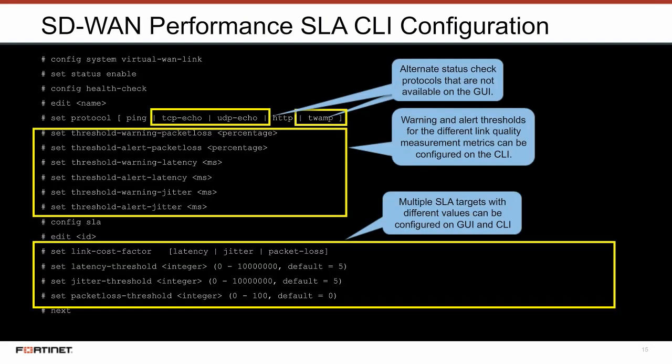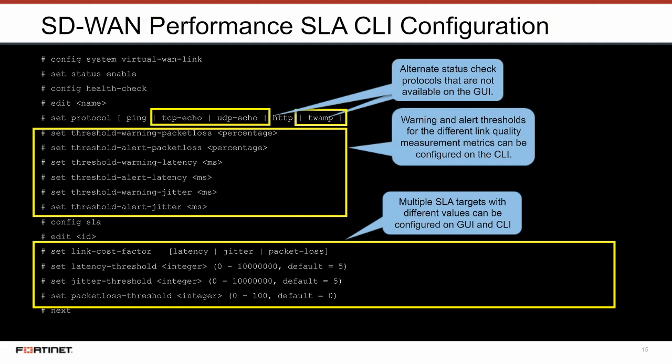The CLI commands for configuring Performance SLA provide more options. The TCP echo, UDP echo, and TWAMP options are only available on the CLI. These options provide different methods of measuring round-trip network performance between any 2 devices that support them. There are other CLI-only options that are available only based on the Performance SLA protocol you choose. For more information on these options, refer to the CLI reference guide on docs.fortinet.com.